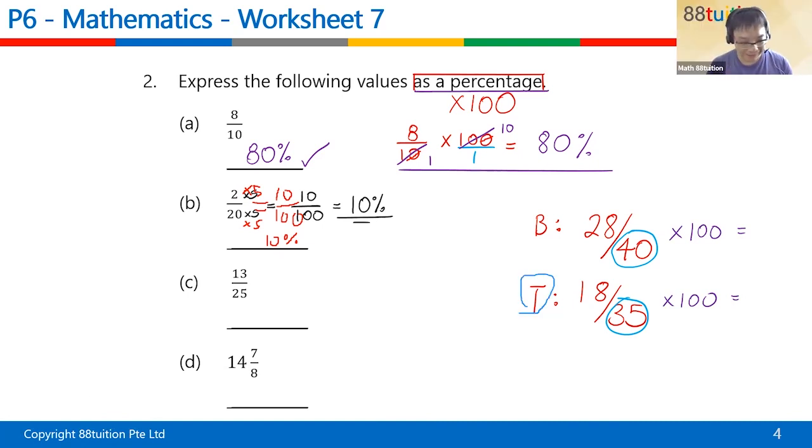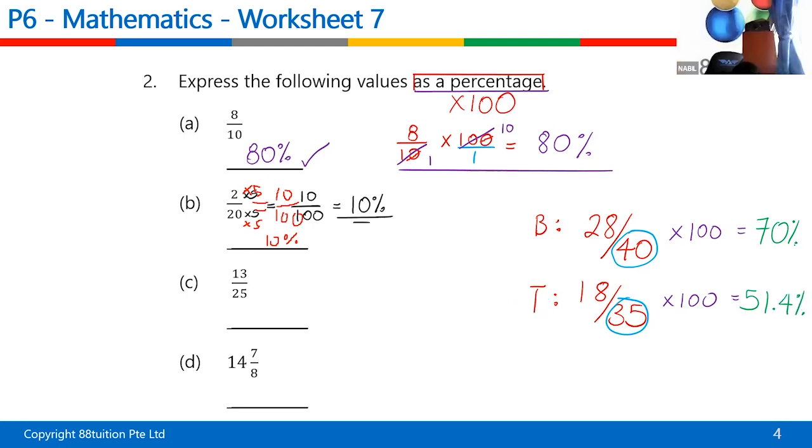Okay, come, let's use the calculator. 28 over 40 times 100. I got 70%. Tommy, 18 over 35 times 100. Okay, Tommy got 51.54% only. So you're right. Well, I could already tell by the numbers. I can already see you got more.